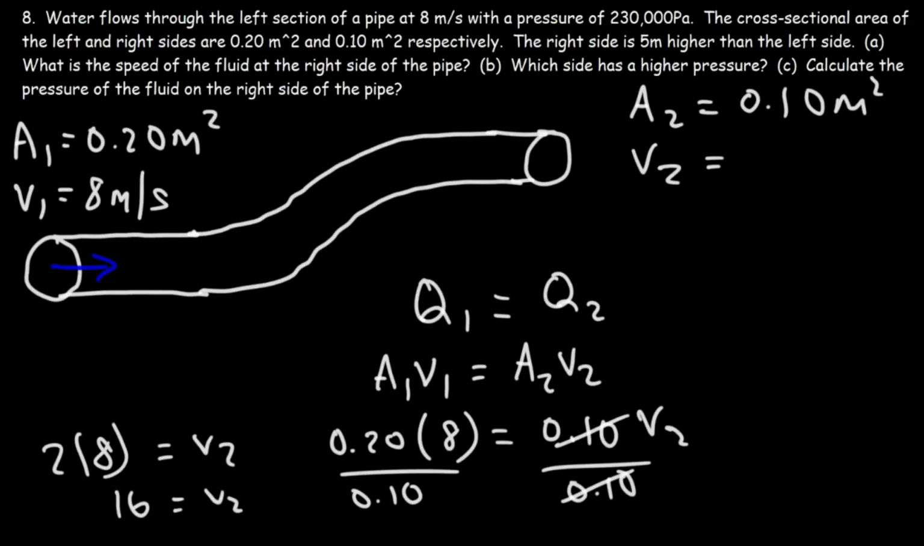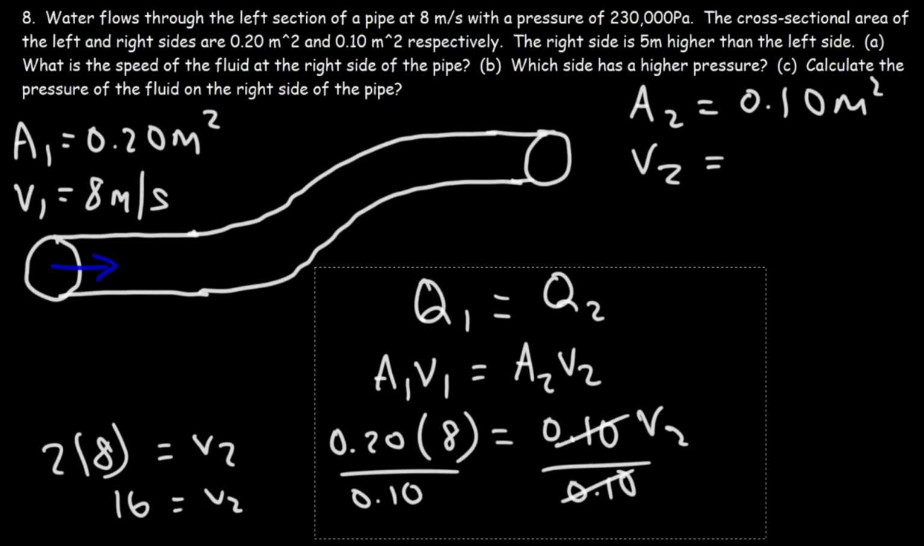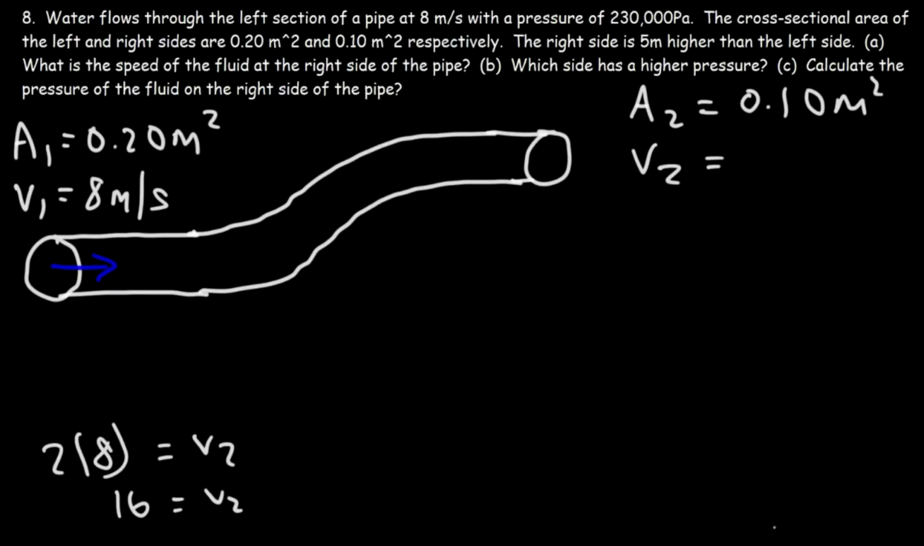So let's think about what's happening here. The right side has a smaller cross-sectional area than the left side. As a result, the speed increases. So when you decrease the cross-sectional area of a pipe, the rate at which the fluid flows through the pipe increases.